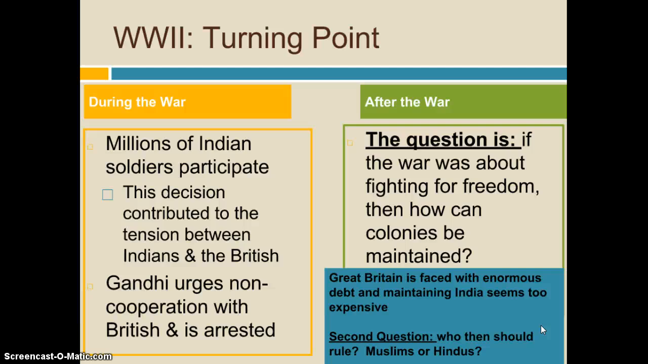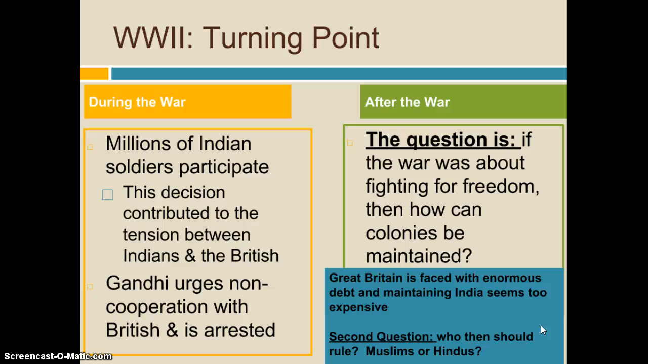So after the war, the British are confronted with this question. If you were fighting a war about freedom, against the tyranny of Hitler, then how can you maintain your colonies when you are also tyrants in India, in Africa, in Southeast Asia? And also the ever-pragmatic British, they're faced with enormous debt. And if you recall, those of you who did those imperialism DBQs, how expensive it is to maintain colonies.